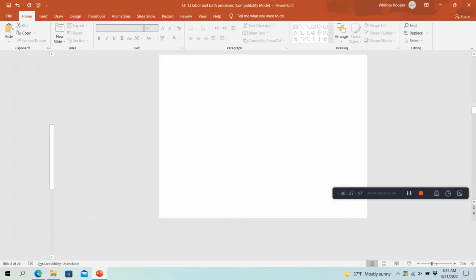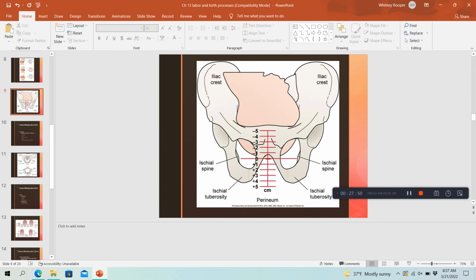So you got the wide false pelvis up here. You got the more narrow true pelvis down here. You got the sacrum and coccyx here. And you got these ischial spines.